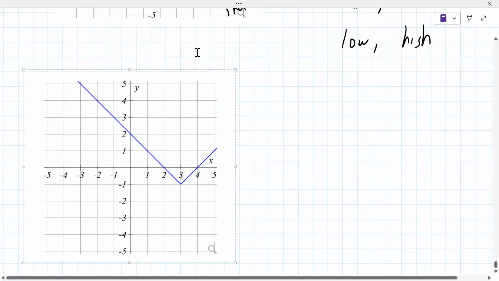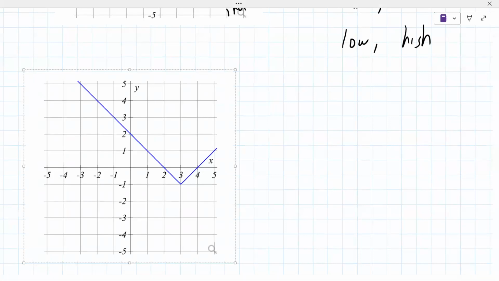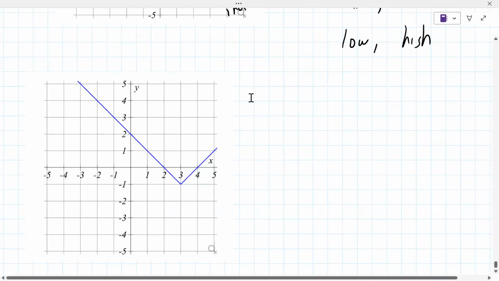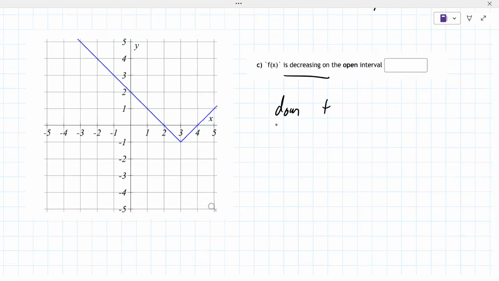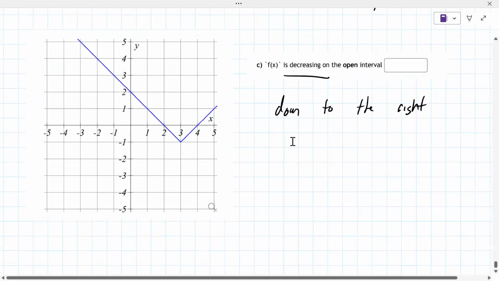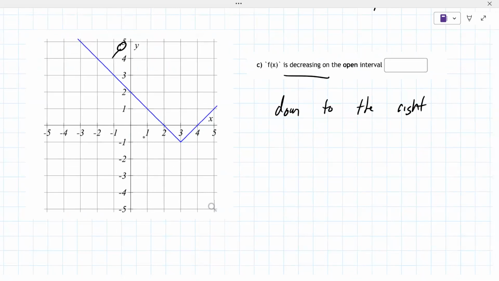And these require some words. So the first one, C, is decreasing. Decreasing means going down and to the right. In the English language and math, we always go left to right. So you look at it from left to right. You can imagine you're standing there, sliding down.